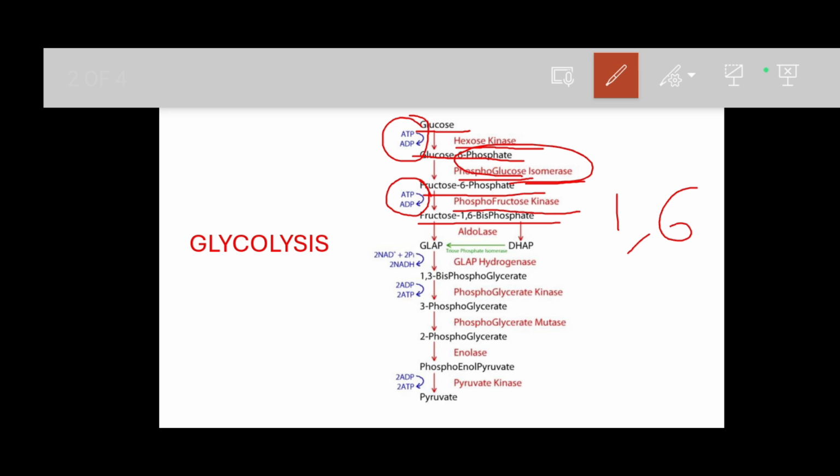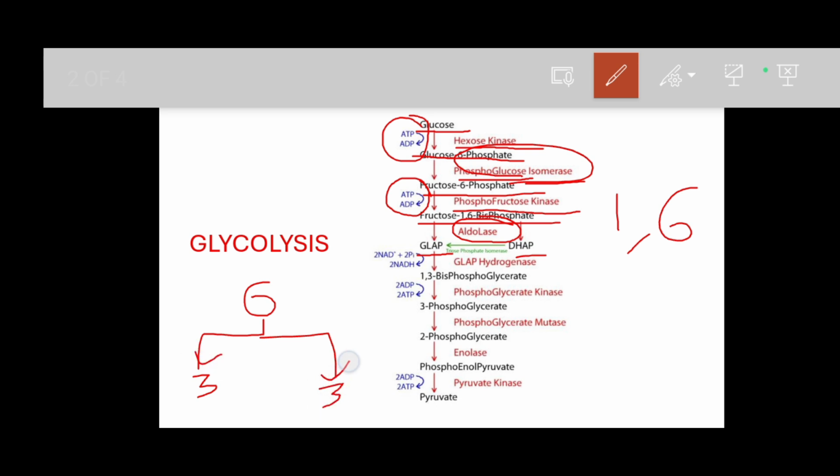The next step involves conversion from fructose 1,6-bisphosphate to glyceraldehyde 3-phosphate and dihydroxyacetone phosphate. This step involves the splitting of fructose 1,6-bisphosphate into glyceraldehyde 3-phosphate and dihydroxyacetone phosphate. The enzyme involved here is aldolase. Always remember that fructose 1,6-bisphosphate is a 6-carbon molecule which gets split into 3-carbon molecules.